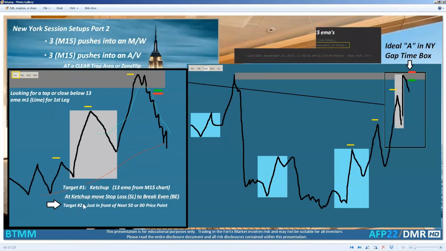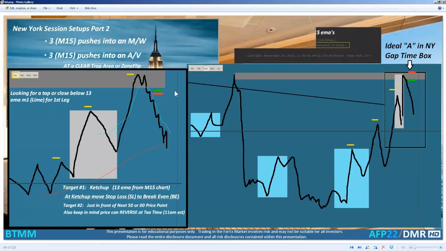Target 2 is going to be just in front of the next 50 or 00 price point. We'll pull up a 00. Put a 00 in there. That's going to be your next technical area to watch to see what happens there. Okay? And sure enough, also keep in mind that price can reverse at 11 a.m. So you want to also be aware of when 11 a.m. is, for tea time.